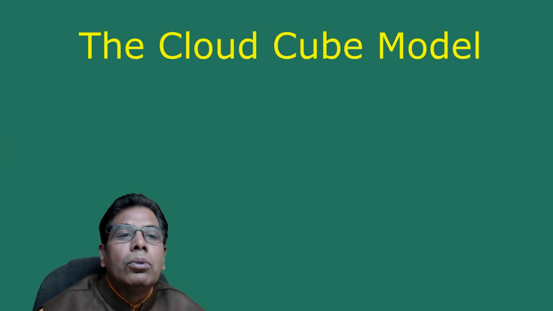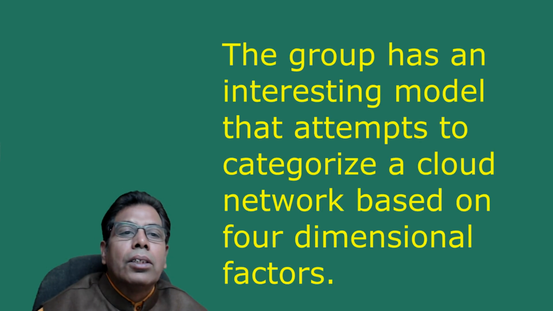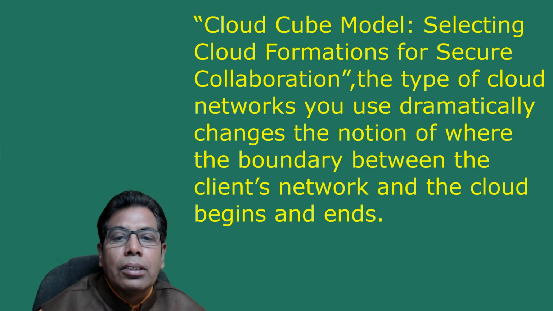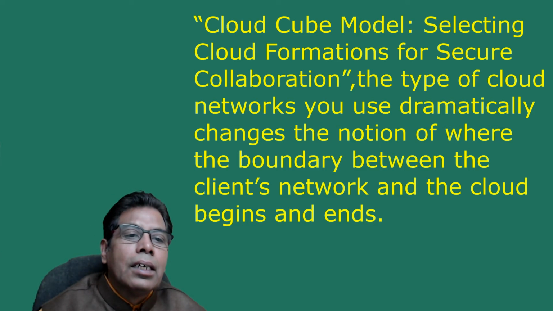Then let us go to the cloud cube model. The Open Group maintains an association called the Jericho Forum, whose main focus is how to protect cloud networks. The group has an interesting model that attempts to categorize a cloud network based on four-dimensional factors. In their paper, Cloud Cube Model: Selecting Cloud Formations for Secure Collaboration, the types of cloud networks you use dramatically change the notion of where the boundary between the client's network and the cloud begins and ends. So that's why the four dimensions are very important.